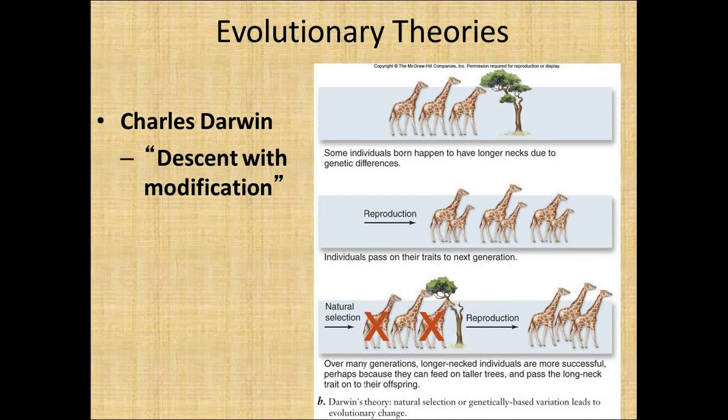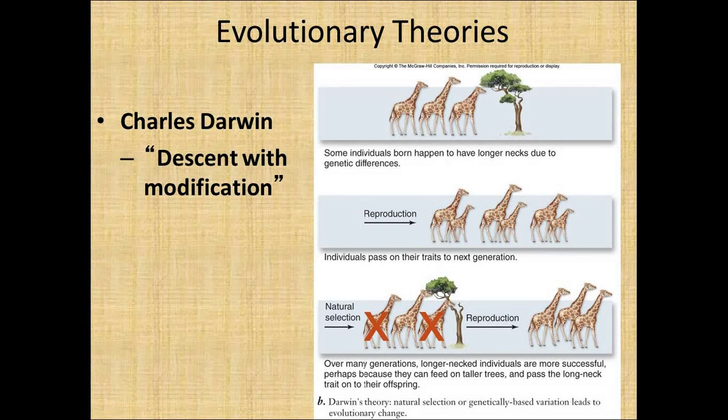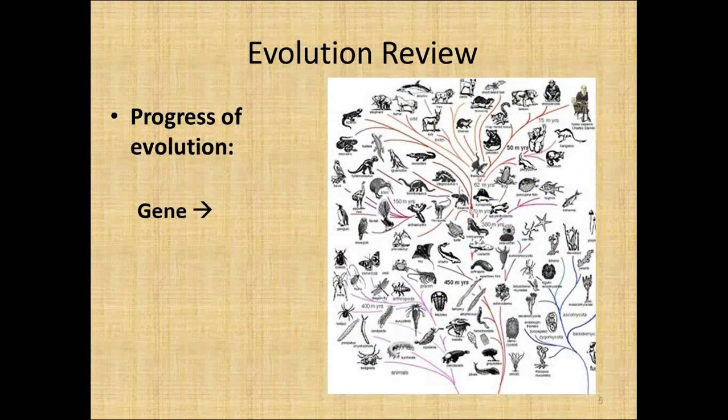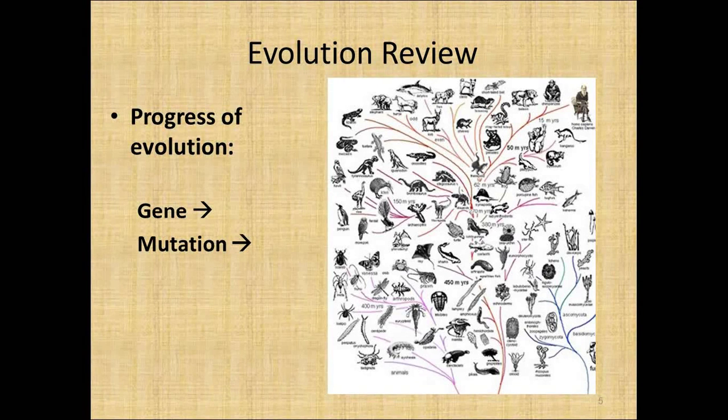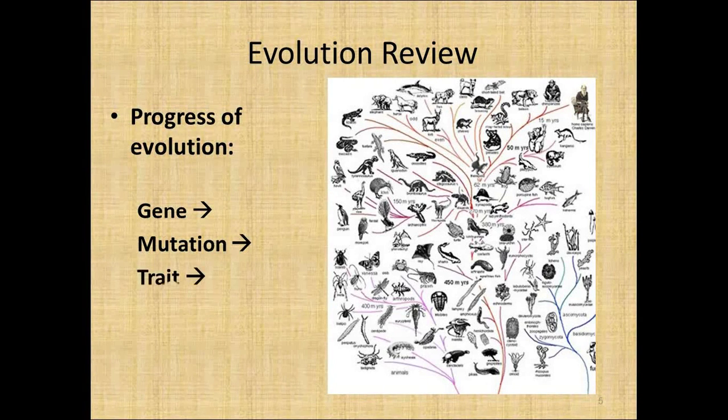Keep in mind, evolution does not always lead to increasing complexity, but it does always lead to a better fit with the environment. The process of evolution begins with the DNA, or the gene. If the gene changes, then you have a mutation. Remember, mutations are neither positive nor negative. It's the trait that's positive or negative.